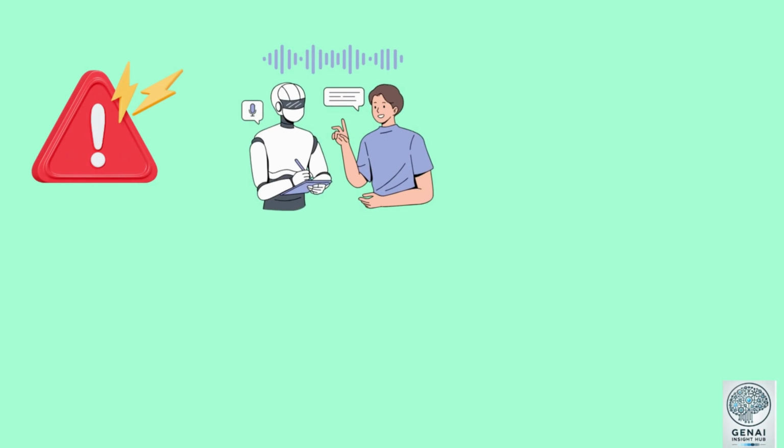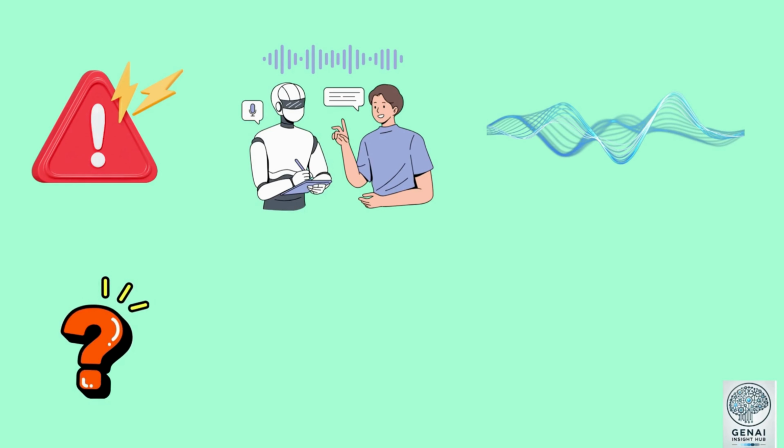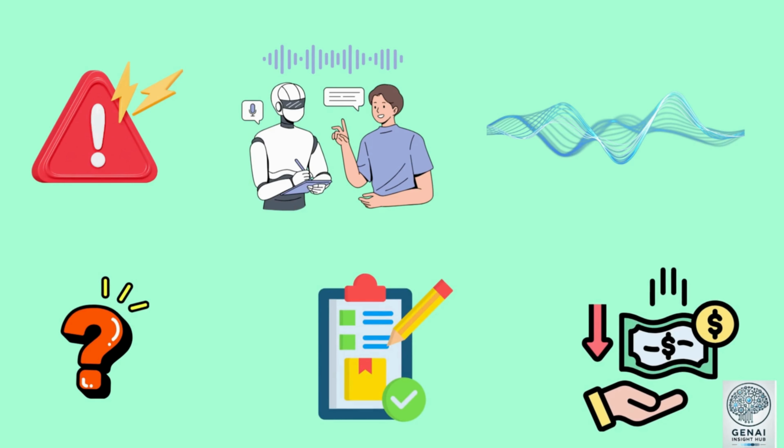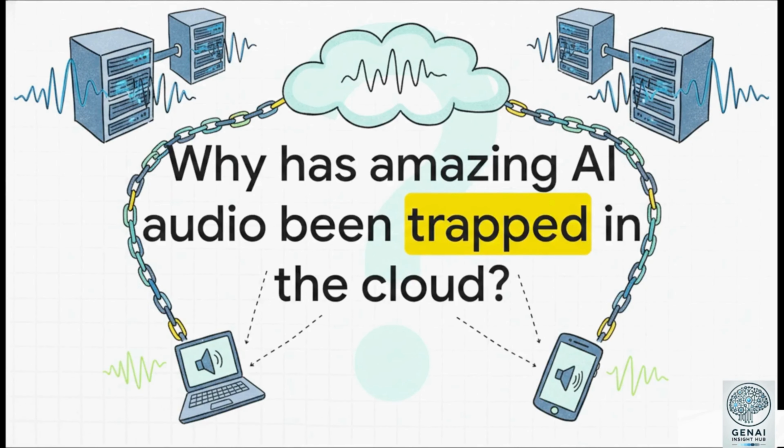And that right there, that's the big problem, isn't it? I mean, we've all heard those amazing AI-generated songs or super realistic voices. But where do they come from? Almost always, they're being streamed from some massive, power-hungry data center. And why is that? It's because making audio that good has always taken an insane amount of computational horsepower. It's basically kept the best AI audio locked away in the cloud, totally out of reach for the phone in your pocket or the laptop on your desk.